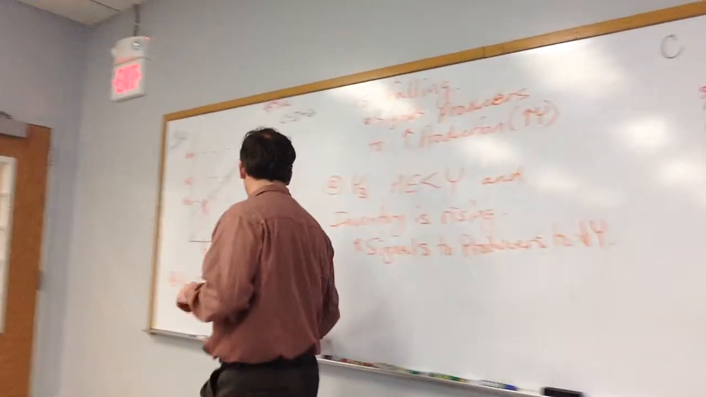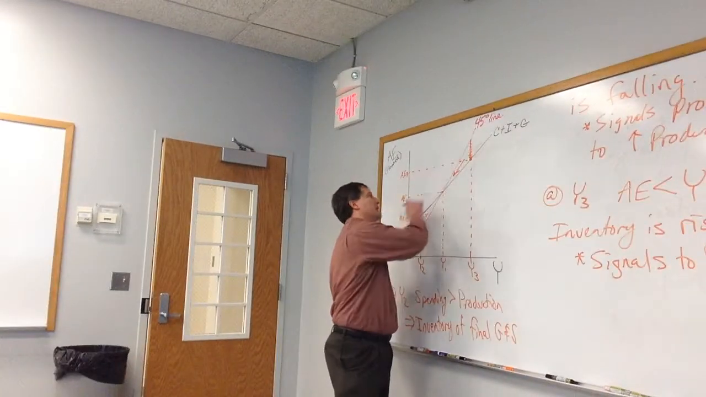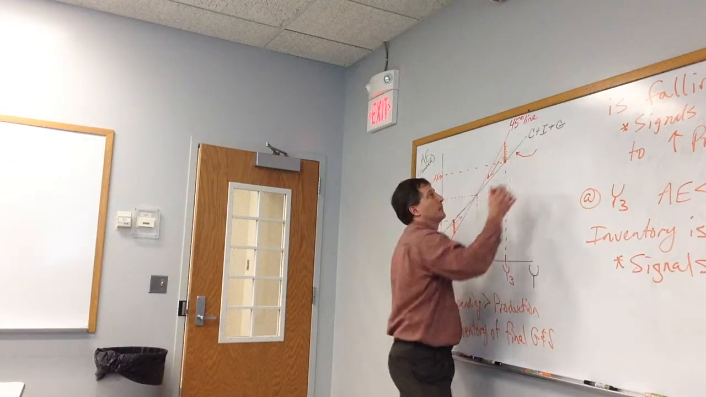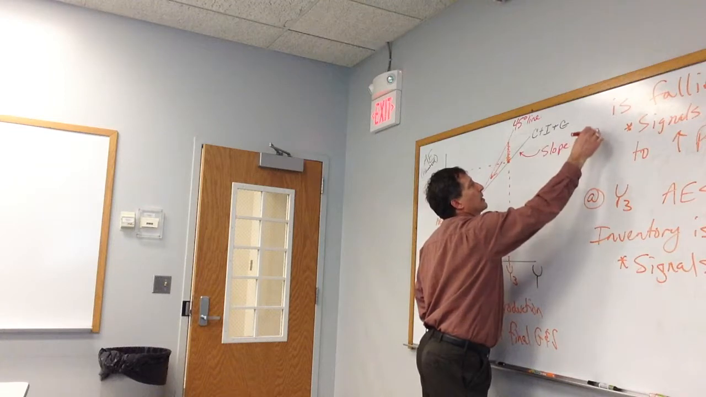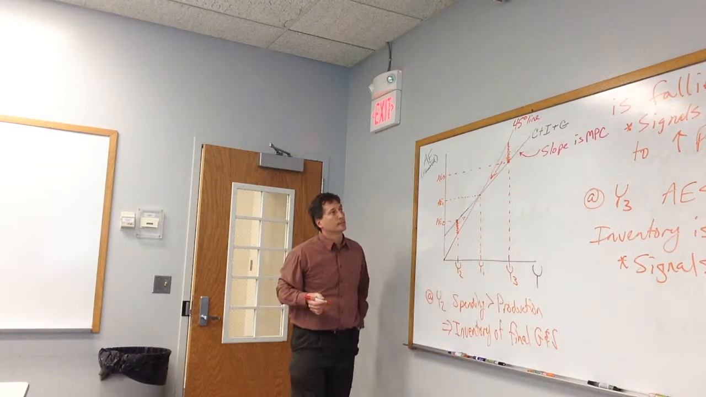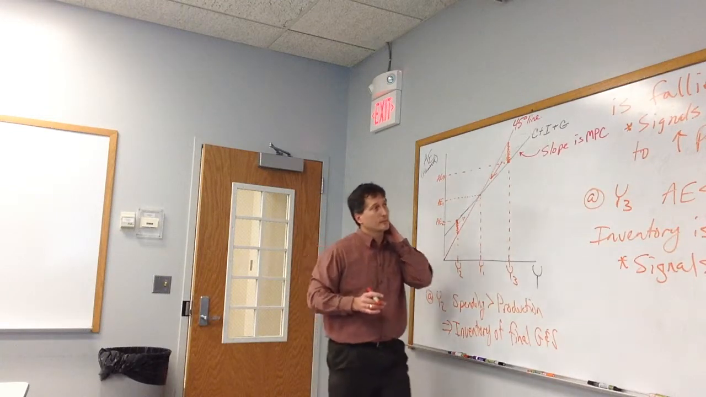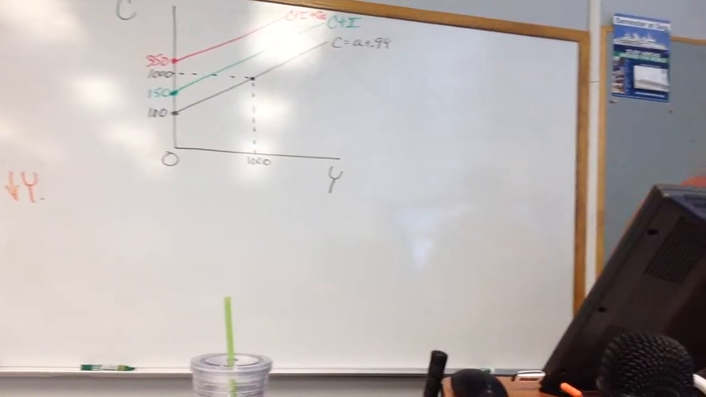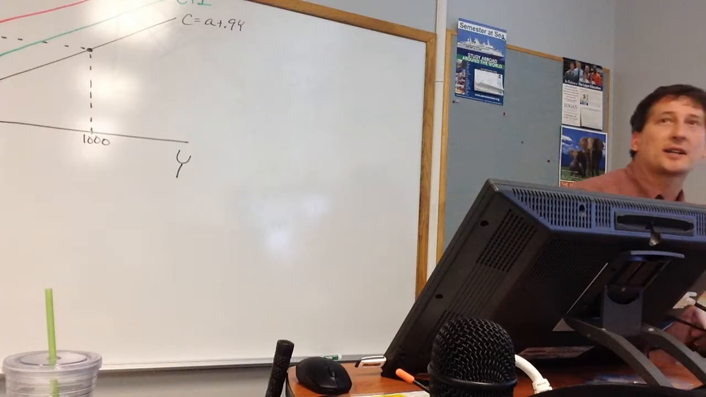Now, a couple things to point out here before we get into this multiplier business. The slope of this line is equal to the marginal propensity to consume, the way we have it drawn here. All right, so let's do a little example of a shock to the system here.